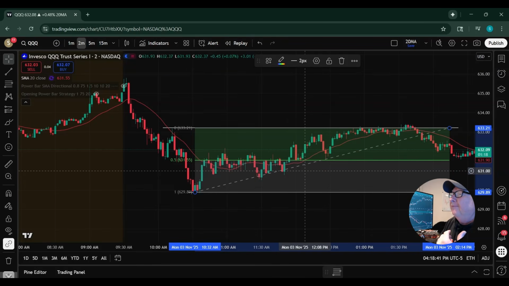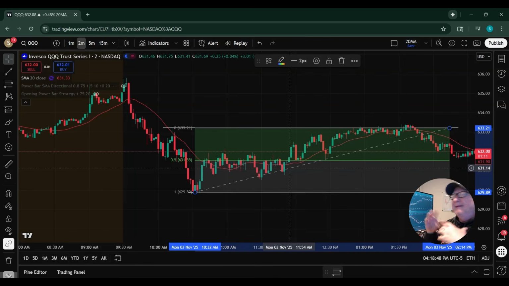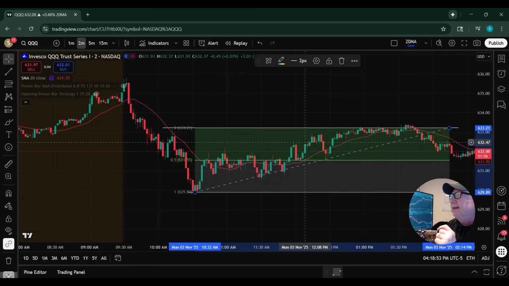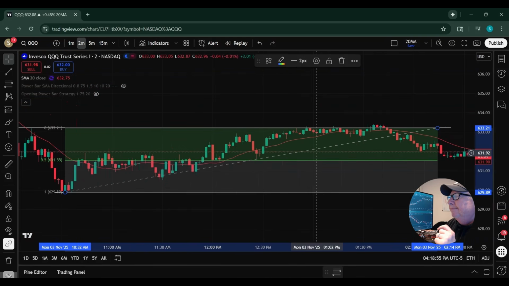So now I'm looking for those power bars off the 20, but I've added a limiting factor. So the only power bars off the 20 I'm going to take are the power bars higher that develop in the bottom half of the range. This power bar, which develops at the 50% mark, ended up working as a trade, but to me, it's an okay trade, not a great trade.